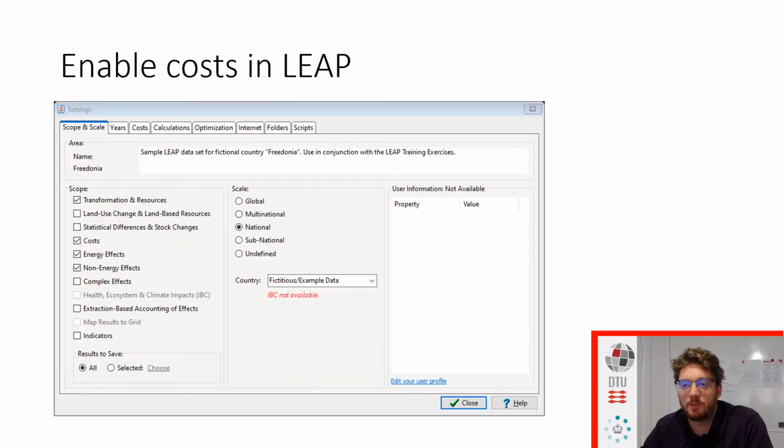So to enable costs in Leap, we will have to go to our settings window and in scope and scale as per usual, and we'll just have to apply costs. It's quite easy. And then we will have costs in all of our different aspects of the model. So as long as that is tagged on, then we can do costing.